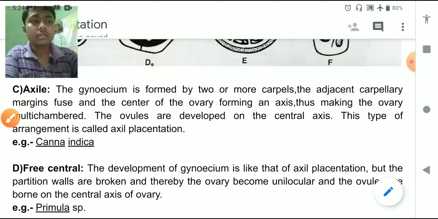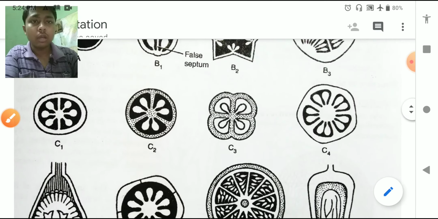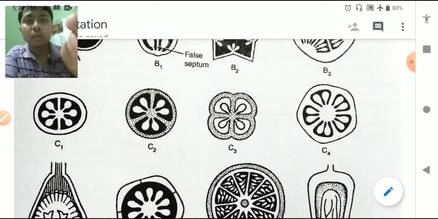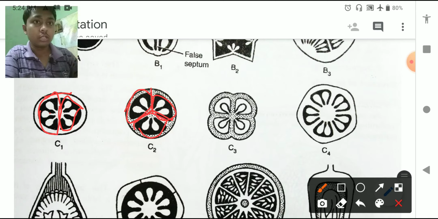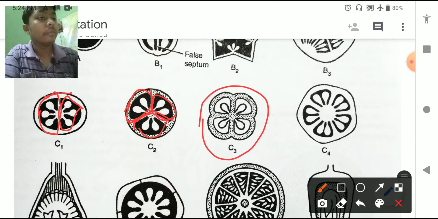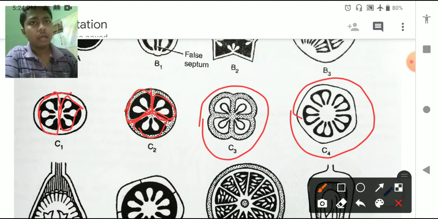So again we just see the picture. Here more than one carpel is present, they are fused and they are adjacent. Adjacent means the surrounding or the neighboring carpel. The same thing happens in the case of this carpel. Here 3 carpels are attached, meaning fused with each other by a common wall. And the same thing happens in the case of C3 and C4. I hope this is clear.